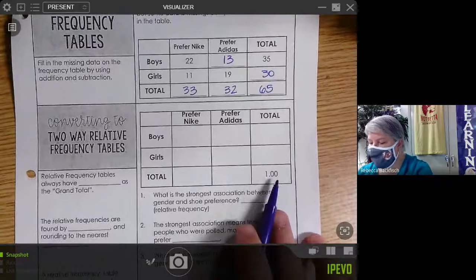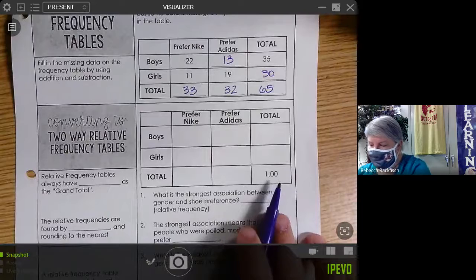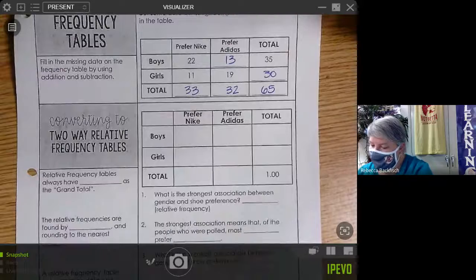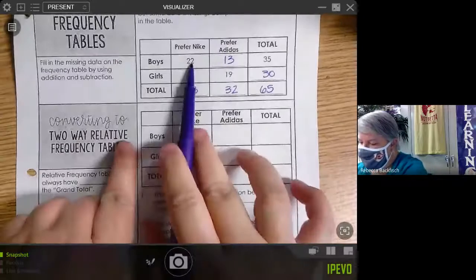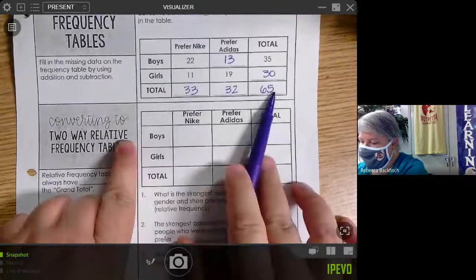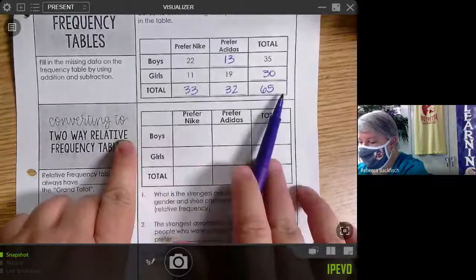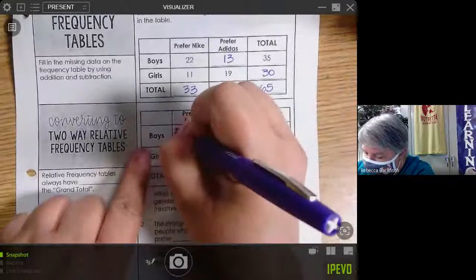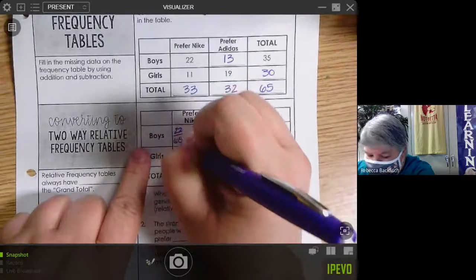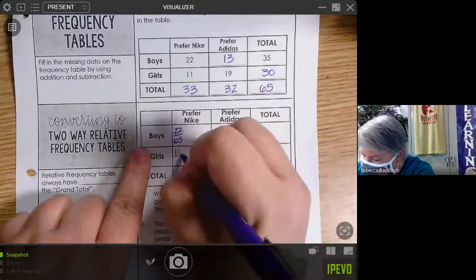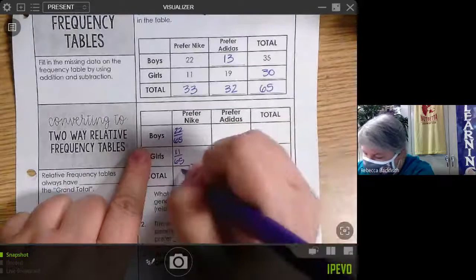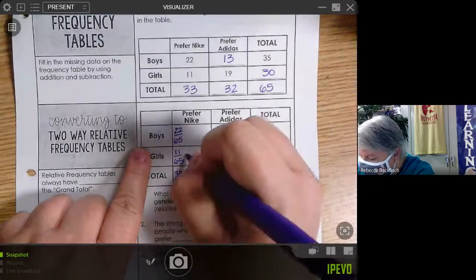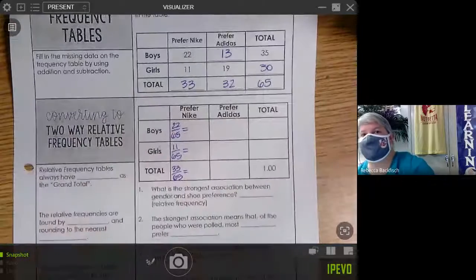Okay, so 1 is everybody. In other words, 65 out of 65 would give me that number. So I'm going to divide each number by 65 to see what proportion of everybody goes in that particular column. So this would be like 22 out of 65. This would be 11 out of 65. This would be 33 out of 65. And I'm not going to keep drawing the division on each one. I'm just making sure you see where those come from.